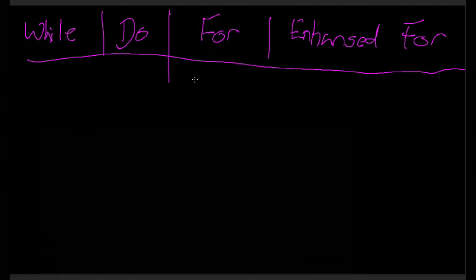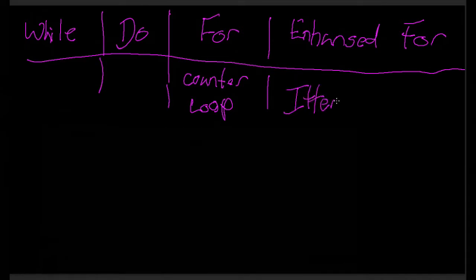Now, generally, a for loop is also known as a counter loop. And if you couldn't guess from the name of that, it's not like counter as in opposite of or anything like that. That is a counter. So generally, if you know exactly what your beginning number and your end number is going to be for your loop, then a for loop is probably your best bet. And the enhanced for is generally for iterating through an array.